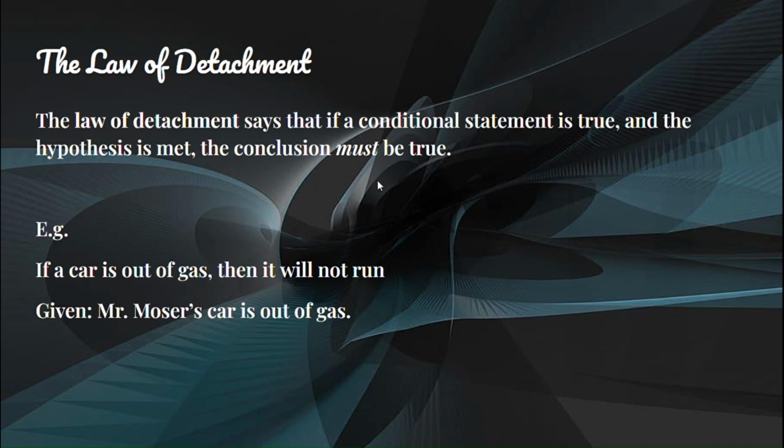Furthermore, we are then given Mr. Moser's car is out of gas. So a valid conclusion we could make, because we've met our hypothesis, is that the car therefore will not run. That is a valid conclusion, because we've met that, the law of detachment says that the car is not going to run if it's out of gas. Okay, that seems maybe pretty obvious or straightforward, but here's where it gets a little bit sticky.